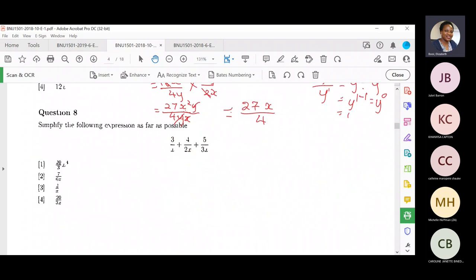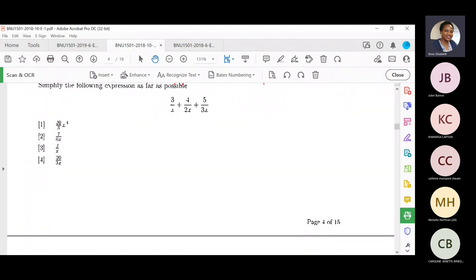Okay, I'm going to give you this as your exercise. Simplify as far as possible. So here we have x over 3 plus 4 over 2x plus 5 over 3x. Remember to go find your LCM first. I'm giving you a chance to do the activity on your own, and then you will tell me what answer you get, and we will do it together.